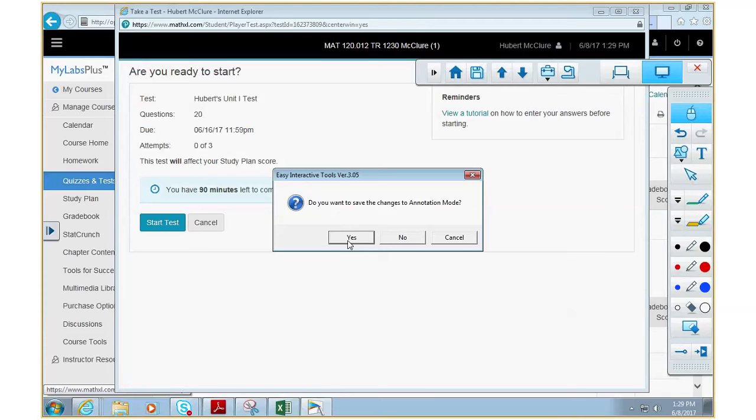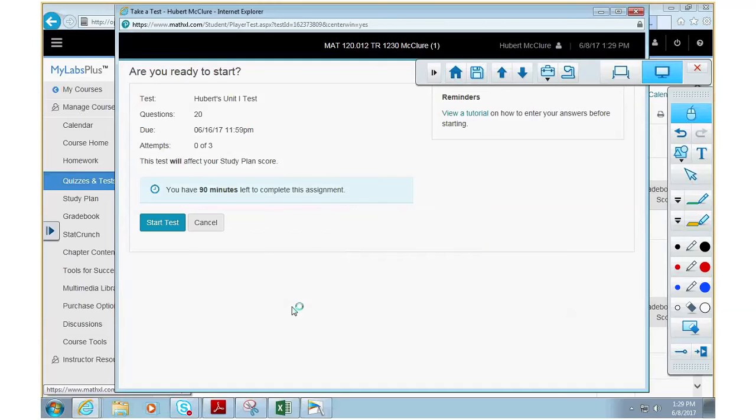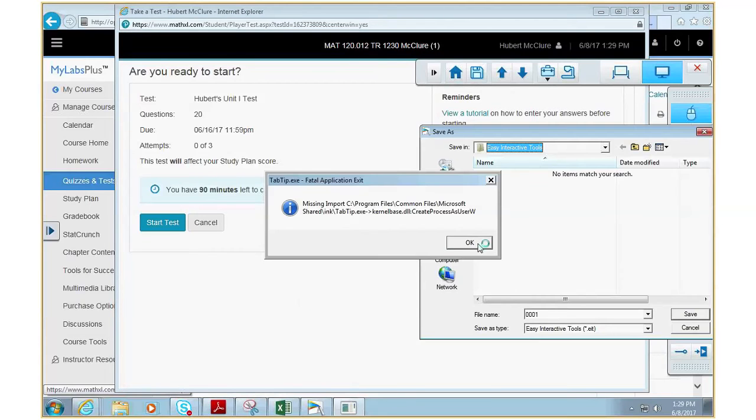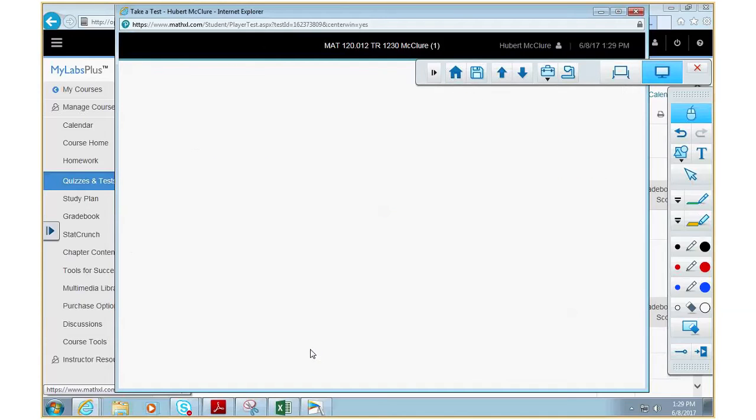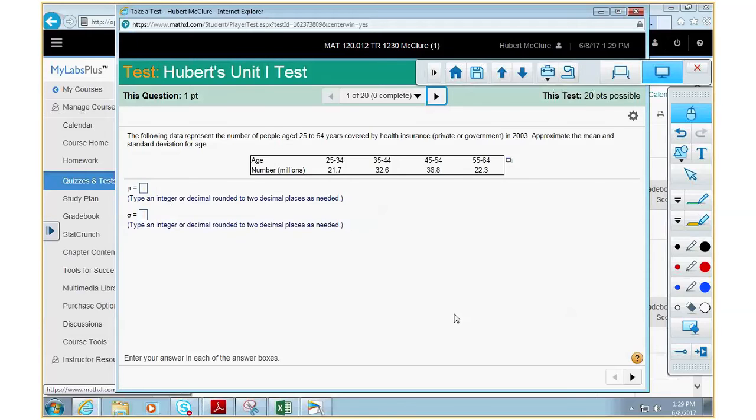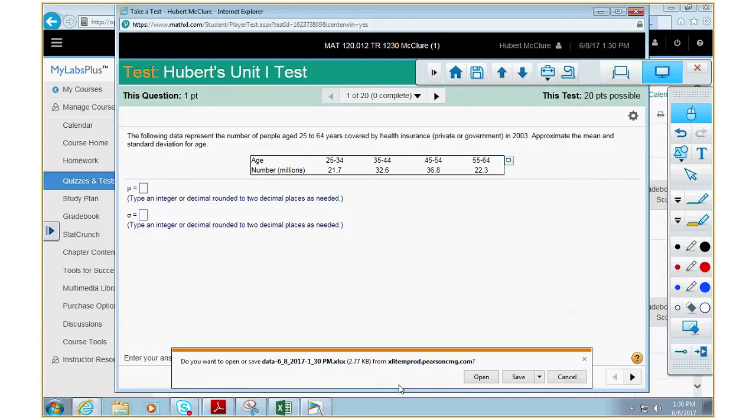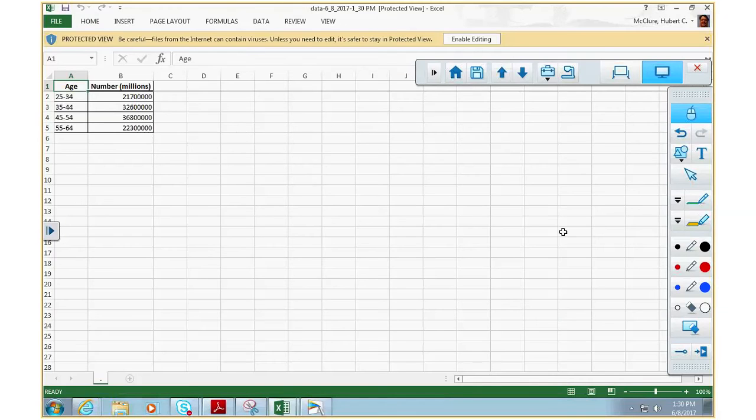So after you hit start test, it'll say, are you sure you want to start the test? Yes. So it starts. No, I don't want to do that. I don't know what I hit. Start test. There we go. And here's your first question. You want to take a minute to do it. It's asking for the mean and standard deviation. See how short it is? It gives you the opportunity to put it in the Excel spreadsheet. All you have to do is click on that. Open, and it pulls it up in the Excel spreadsheet right there.